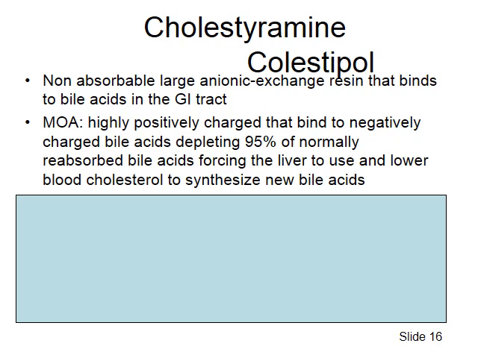And so what can we say about the bile acid binding resins? These are generally non-absorbable, large, anionic exchange resins. It binds to bile acids in the GI tract. They're highly positively charged, and they bind to negatively charged bile acids, depleting up to 95% of normally reabsorbed bile acids and forcing the liver to use cholesterol to make new bile acids, thereby lowering blood cholesterol.